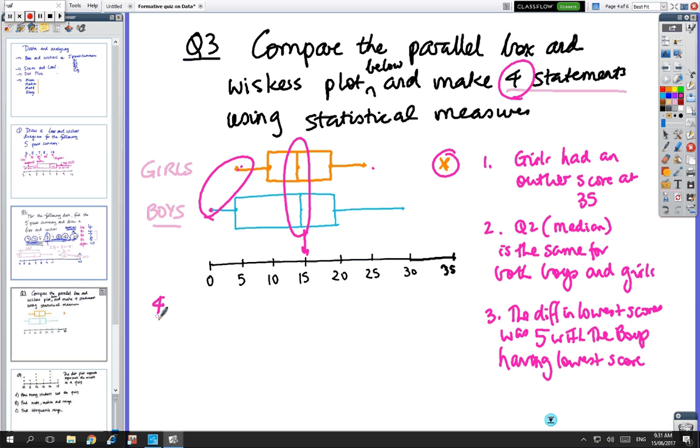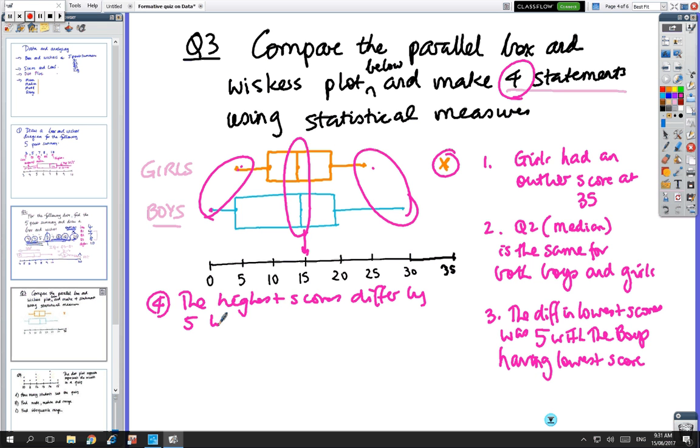Another statement we could say is that the top is different. So we can say the highest scores differ by 4. Differ by 5, sorry, with the boys having the highest. We could also say back here at number 1, we could say that the boys have no outliers. Why? Because there's no cross. What else can we say?